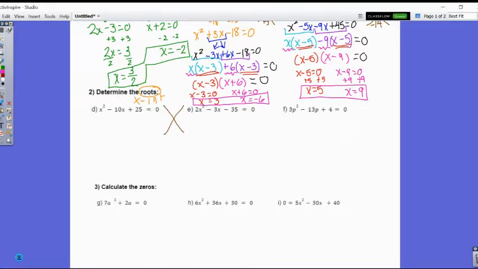So a times c up top, 1 times 25 is a positive 25. B down below, that's going to be a negative 10. Find the pair of numbers to complete the factor puzzle that will multiply to the positive 25, but also add together to make that negative 10. And that would be a negative 5 with a negative 5. I use that to rewrite my middle term. Negative 10x is now a negative 5x and a negative 5x.